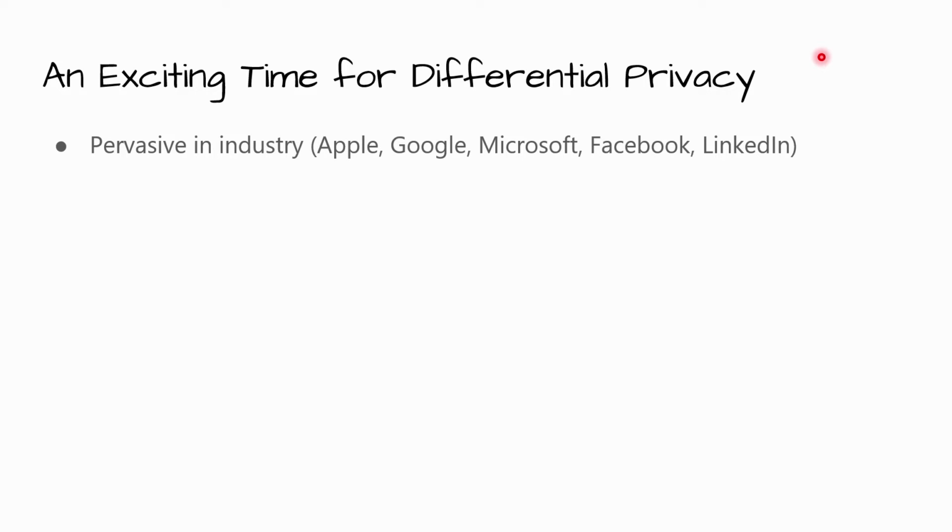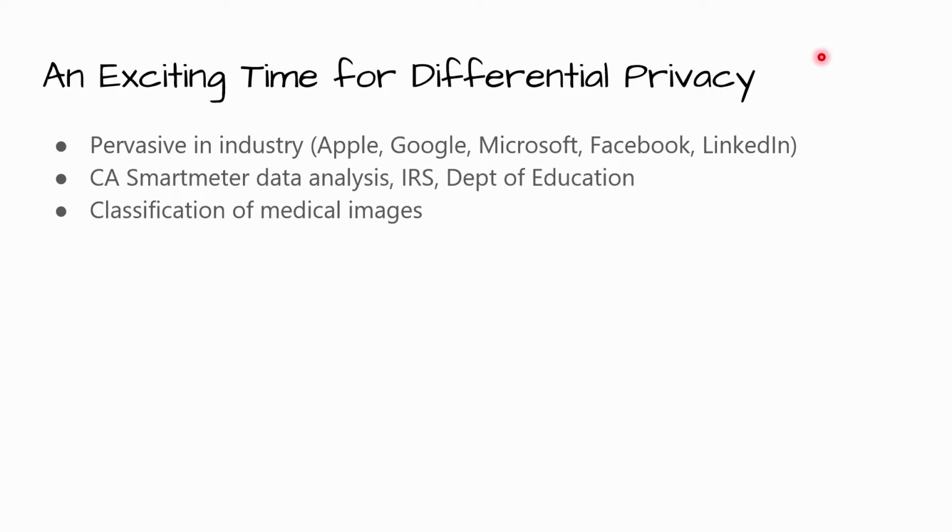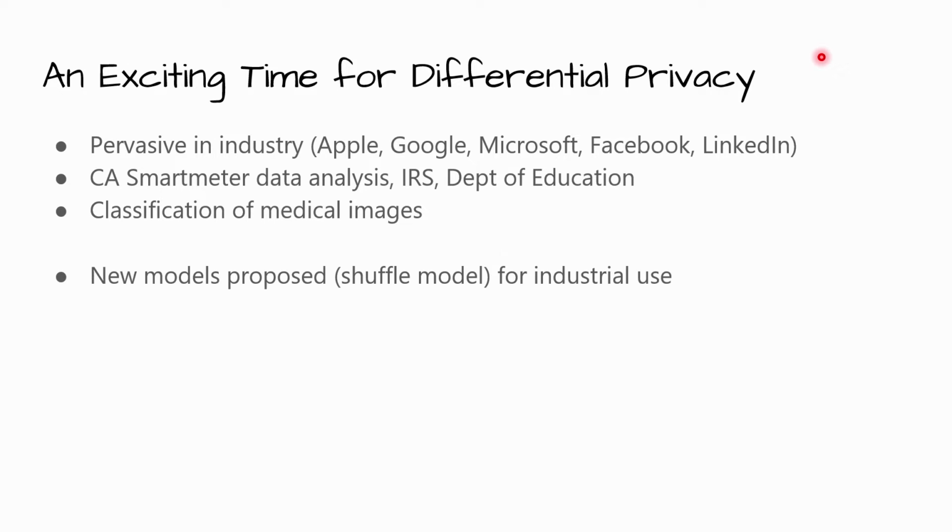So this is an exciting time for differential privacy. It is pervasive in industry. It's being used in some places for California smart meter data analysis. It's being used by the IRS, the Department of Education. It's being used in classification of medical images.